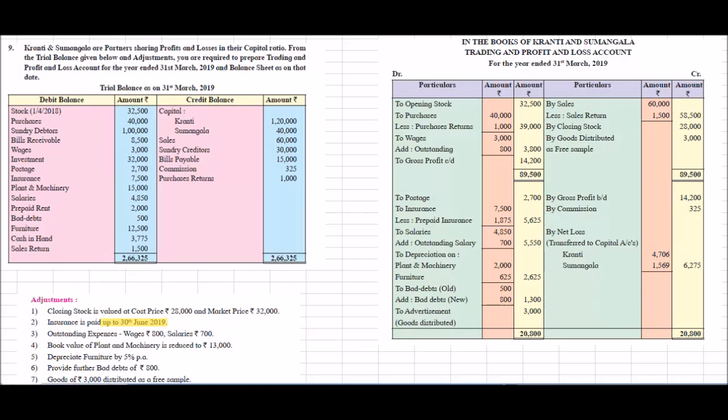Three months we need to calculate, so we got the amount as 1,875 rupees for prepaid insurance. So 7,500 minus 1,875 is 5,625 rupees as insurance. Next is the salaries. For the salaries amount, we have an adjustment.